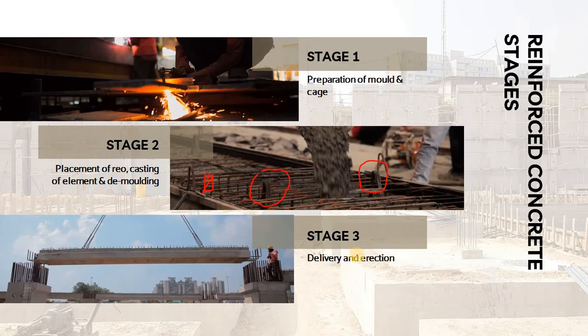And the third stage is delivery and erection of the element, where the casted elements will be transported on the special trailer, and then erected in position. So here you can see this is the precast column. Also here we have the precast column. Here it is the corbel to rest the precast beam on both sides, and this part will be rested on these two portions. So this is the beauty of the precast construction.